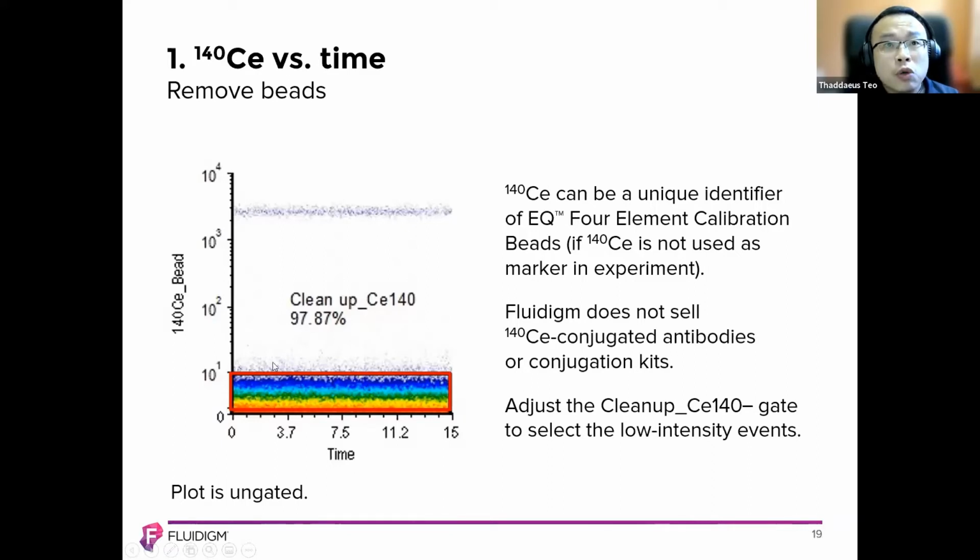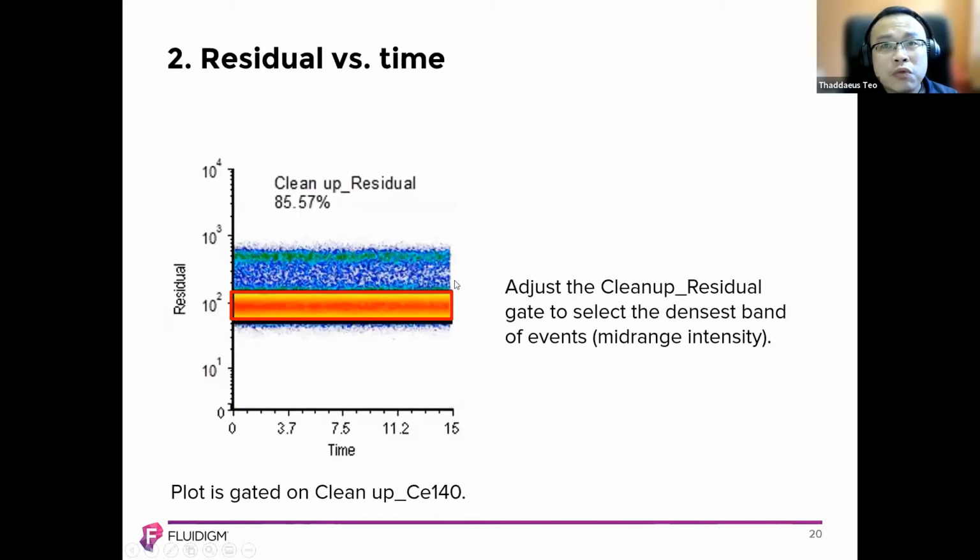Then we move into residue over time. We want what's right in the center. We adjust the cleanup residue to determine the denser area of events with the mid-range intensity. That's usually around this range of 10 to the power of 2. This is in arcsinh, yeah. This is in linear. So when I say arcsinh, it means the scales. When you do this, it actually cleans up this particular area right here. You select. From there, you go further to look at the center.